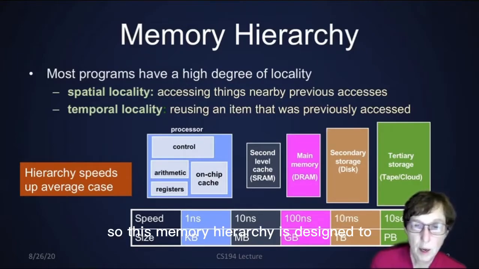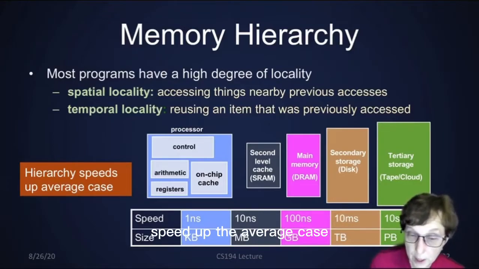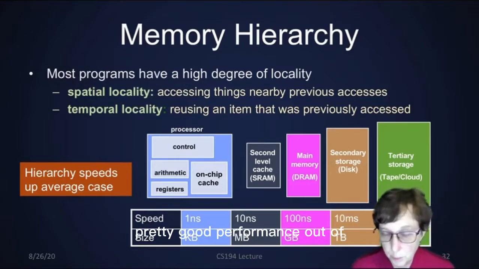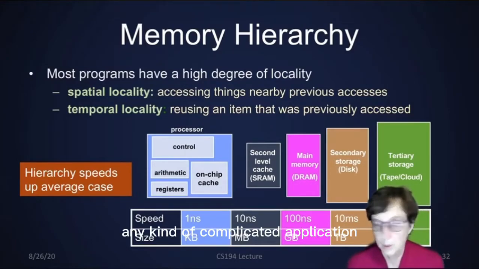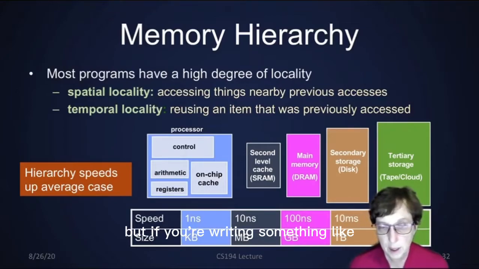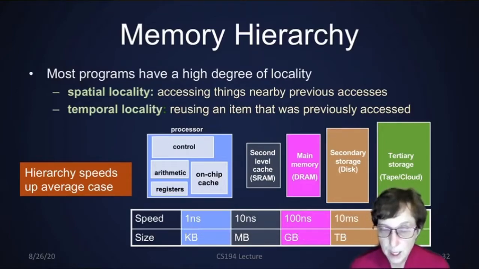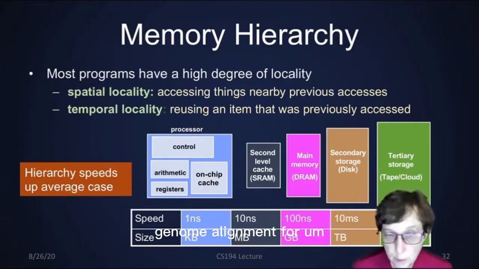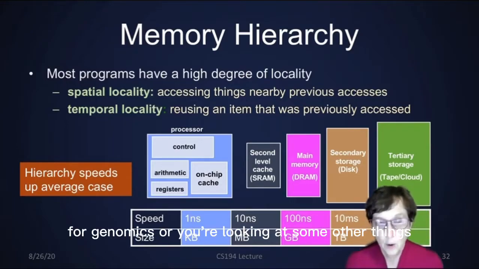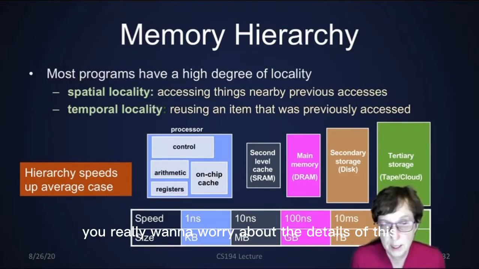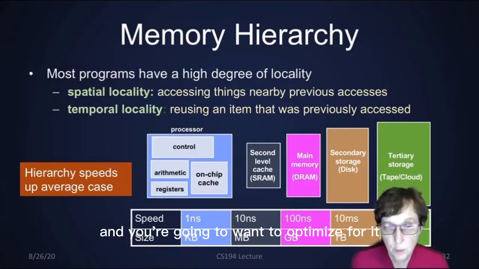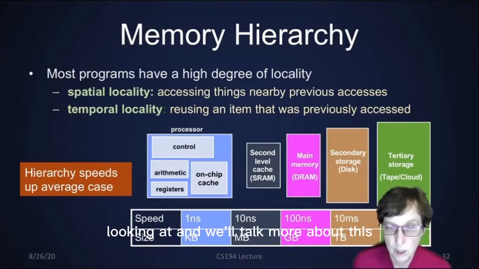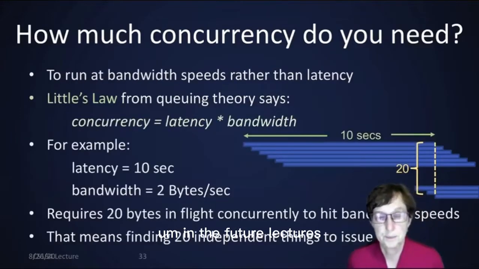So this memory hierarchy is designed to speed up the average case, which is great for average programmers when you're just trying to get pretty good performance out of any kind of complicated application. But if you're writing something like a library that's doing deep learning training, or a library that's doing genome alignment for genomics, or some other things, you really want to worry about the details of this, and you're going to want to optimize for it. So we'll look at that in the second homework assignment, and we'll talk more about this in future lectures.